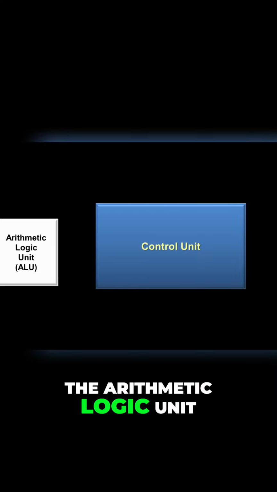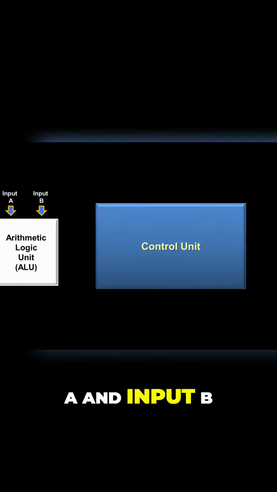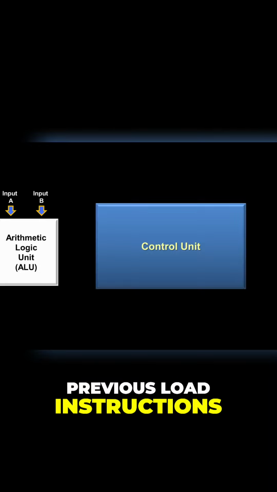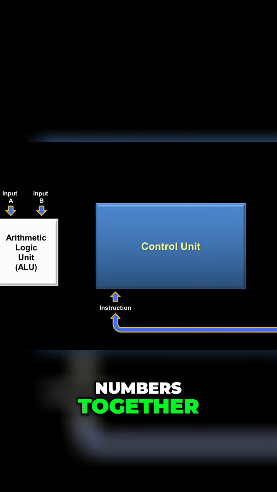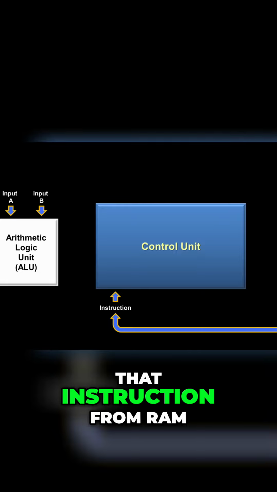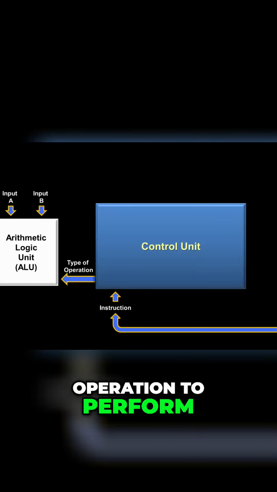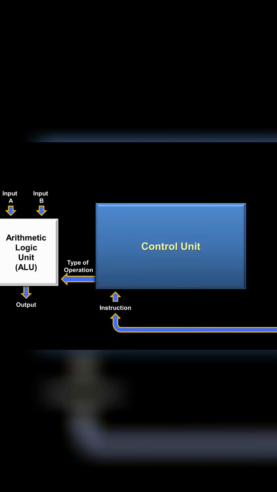The arithmetic logic unit has two inputs. We'll label them input A and input B, and assume they are two numbers from some previous load instructions. Now we might want to add those two numbers together. The control unit receives that instruction from RAM and then tells the ALU what type of operation to perform. The ALU performs the operation and then outputs the answer.